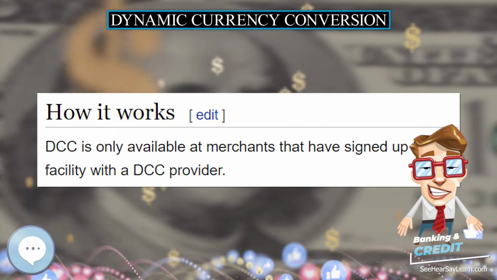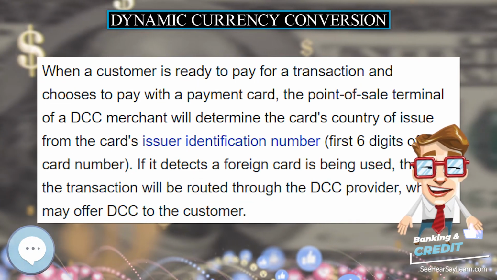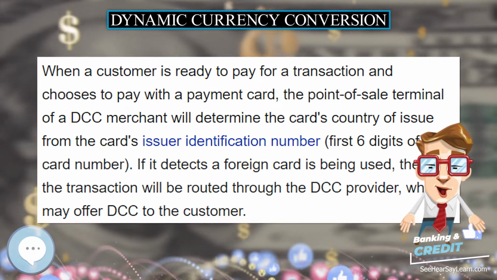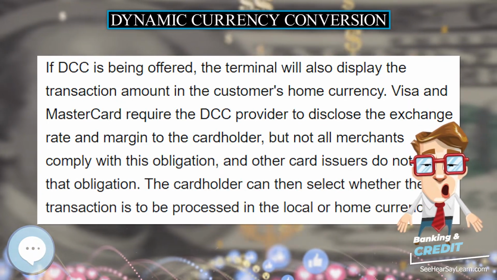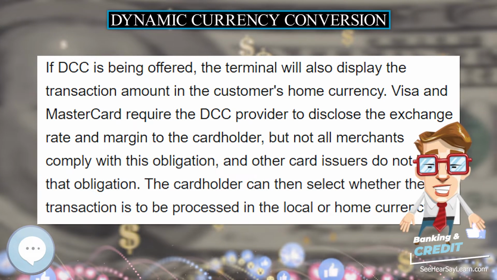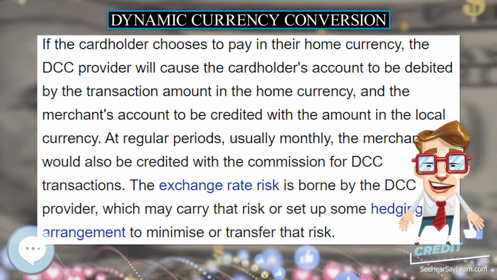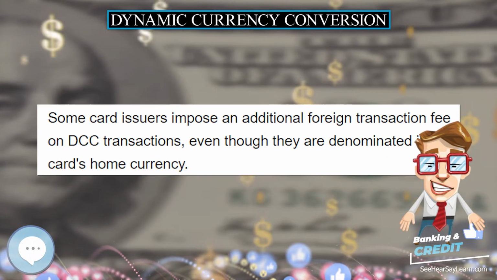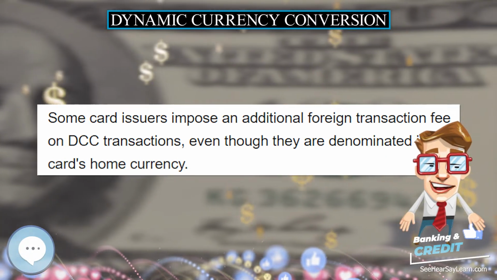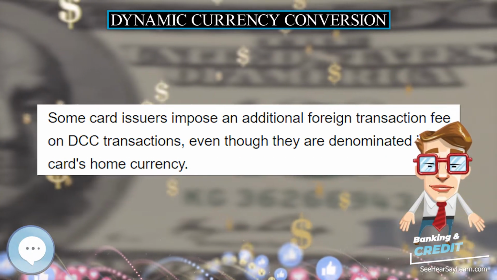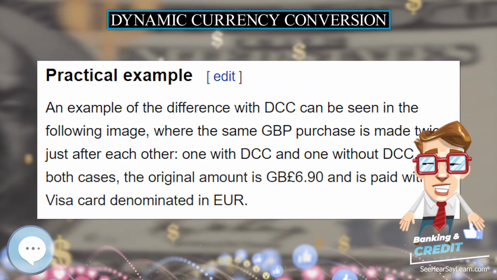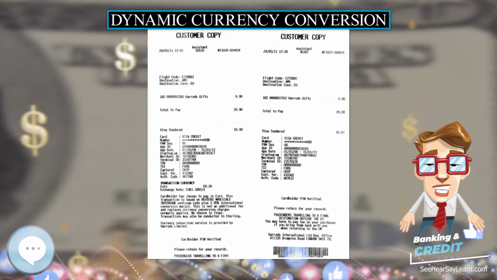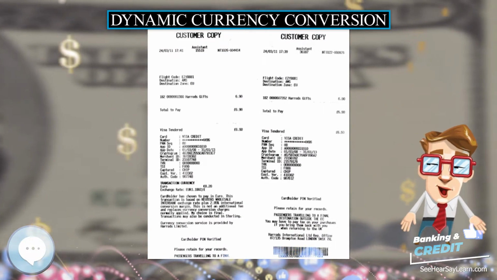Some card issuers impose an additional foreign transaction fee on DCC transactions, even though they are denominated in the card's home currency. Practical example. An example of the difference with DCC can be seen in the following image, where the same GBP purchase is made twice just after each other, one with DCC and one without DCC. In both cases, the original amount is £6.90 and is paid with a Visa card denominated in EUR. The difference in charges can be seen on the customer's card statement.